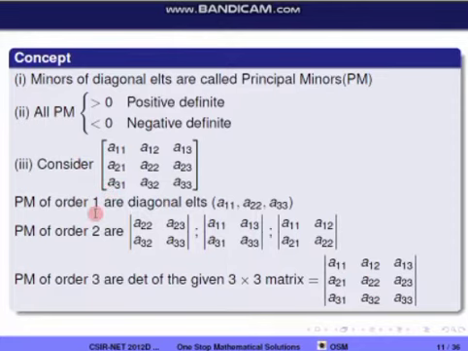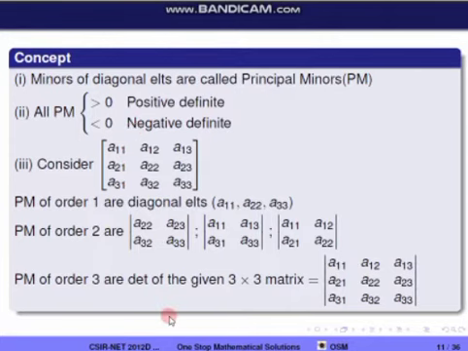So now consider the 3 by 3 matrix. PMs of order 1 are essentially the diagonal elements, say A11, A22, A33. And PMs of order 2 are, eliminate the first row and first column and find the determinant of A22, A23, A32, A33. For the second row and the second column, the determinant of A11, A13, A31, A33. Third row and third column is eliminated and find the determinant of A11, A12, A21, A22. Principal minors of order 3 is the determinant of the given matrix.